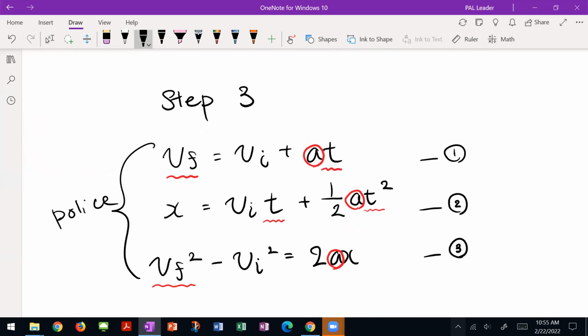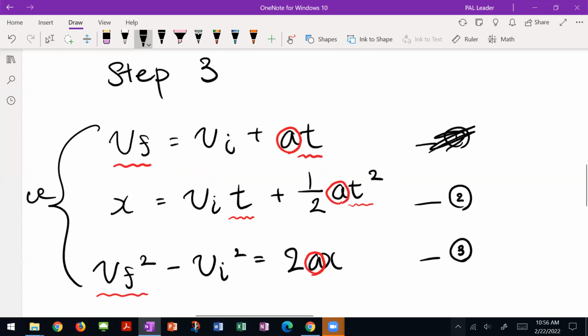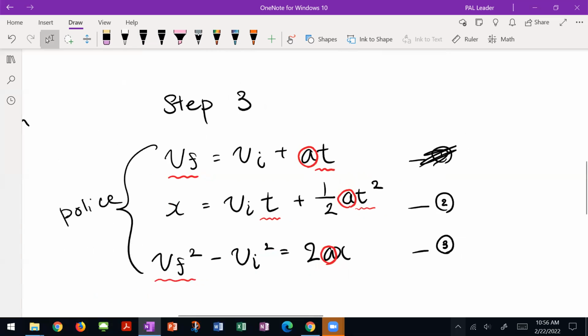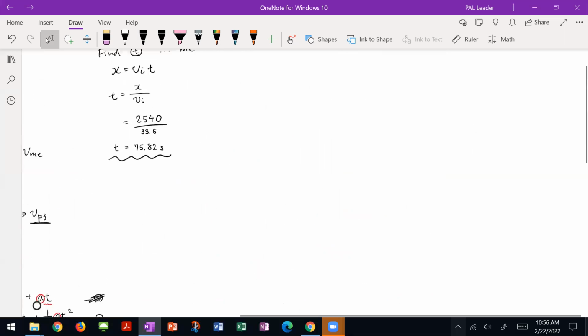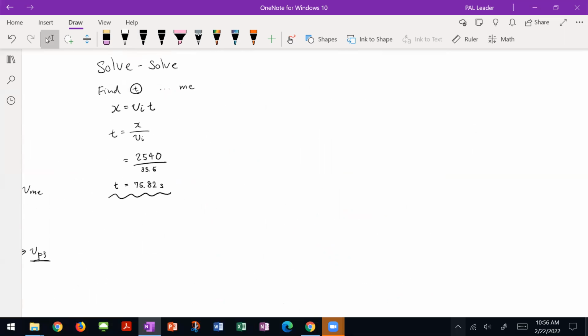We now know time. So I'm going to look at number 1, v final. We still don't know v final, and we're looking for a, so we can't use number 1. We do know displacement, the initial velocity, and the time, and we want to know the acceleration. So acceleration is the only value that we don't know in this equation, which tells me that we can solve for a. So I'm going to rewrite that up here, to the side. I'm going to say find acceleration of the police.